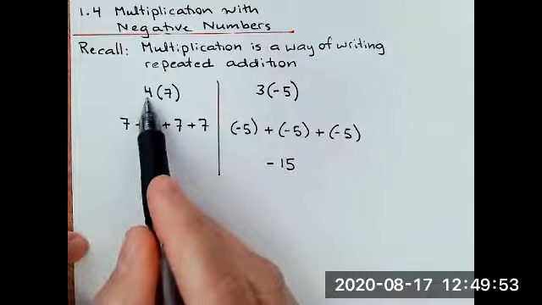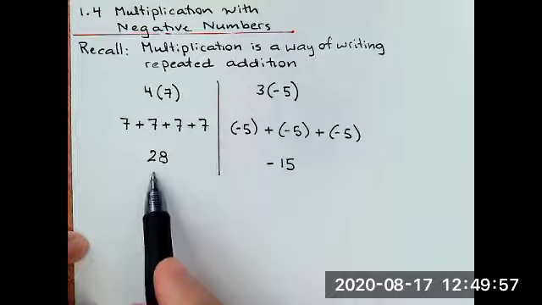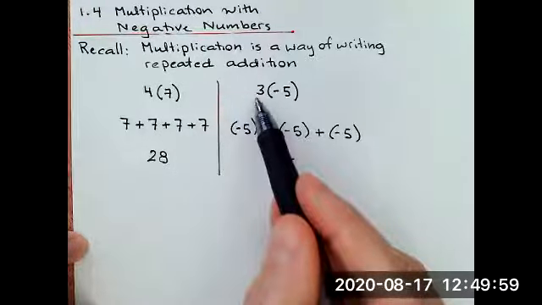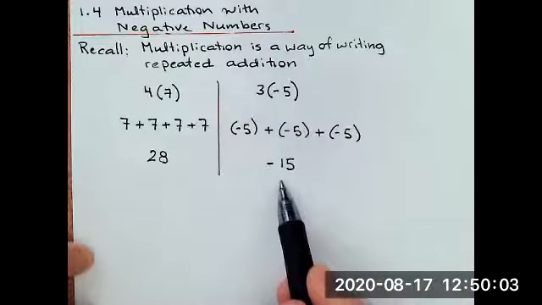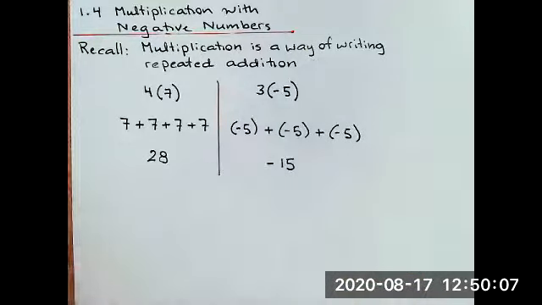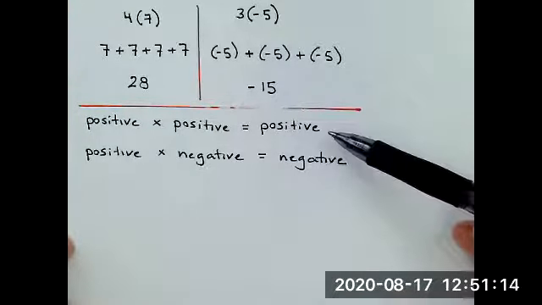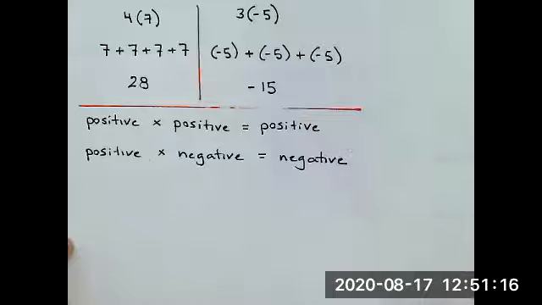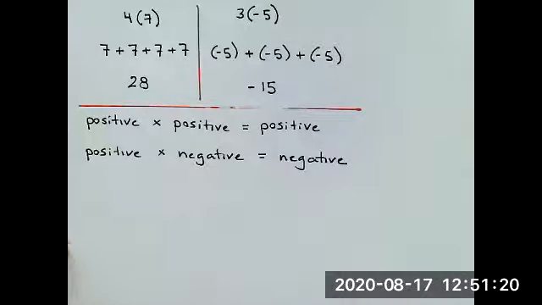So a positive number times a positive number is going to be positive. A positive number times a negative number is going to be negative because you're adding a negative that many times. Positive times a positive is positive. A positive times a negative is negative.